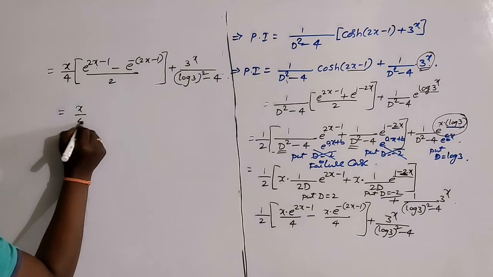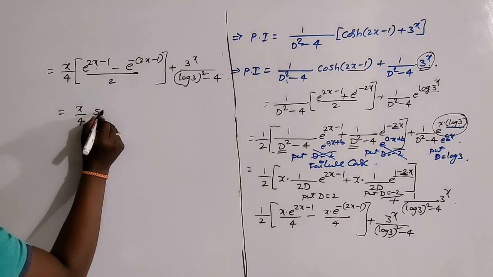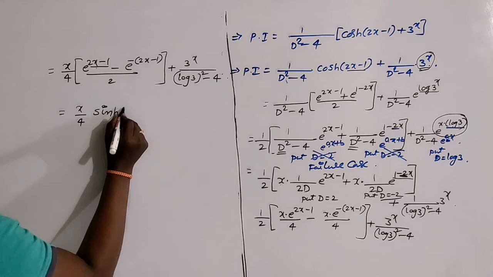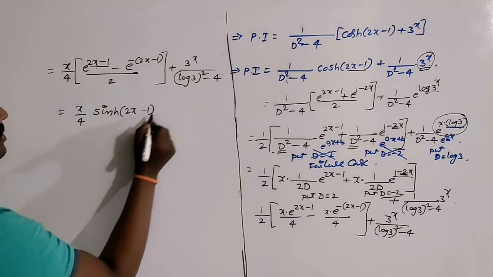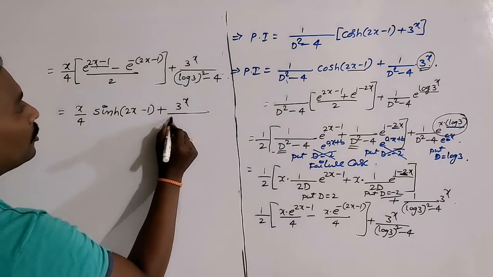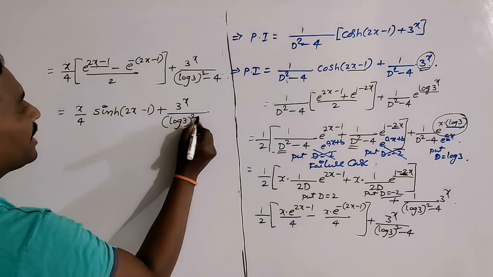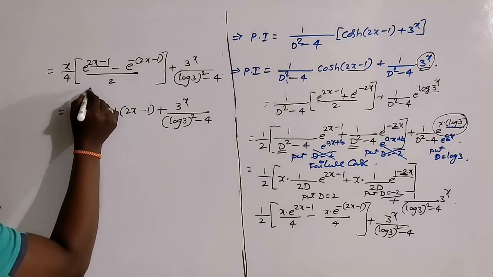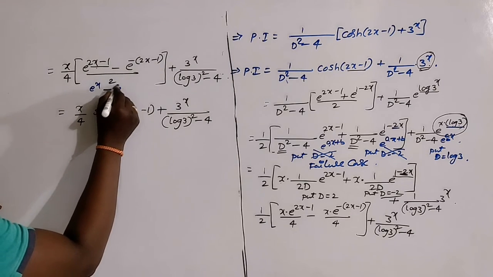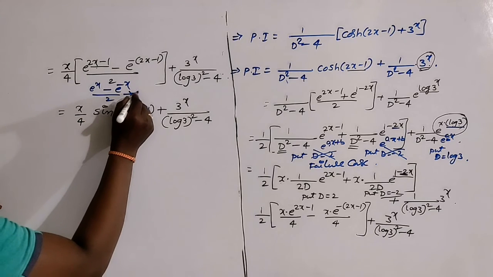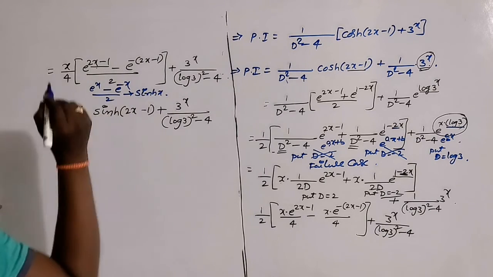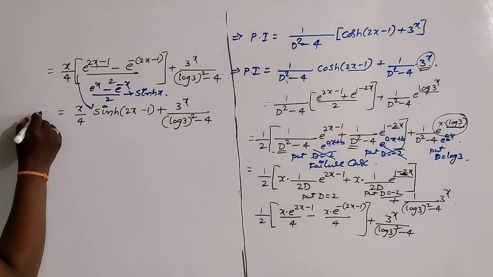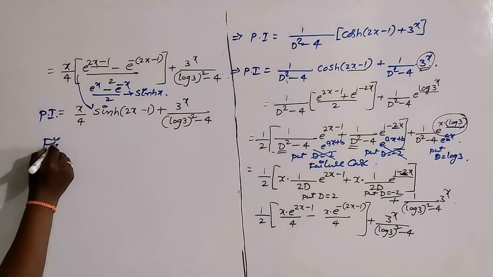So x by 4 into, clearly this is the definition of sinh x, but x is nothing but 2x minus 1. So sinh of 2x minus 1 plus 3 power x whole by (log 3) whole square minus 4. Clearly we are observing that this first part is in the form of e power x minus e power minus x by 2. That's why this is nothing but sinh x. That's why I am replacing this value with the sinh of 2x minus 1. This is the particular integral.